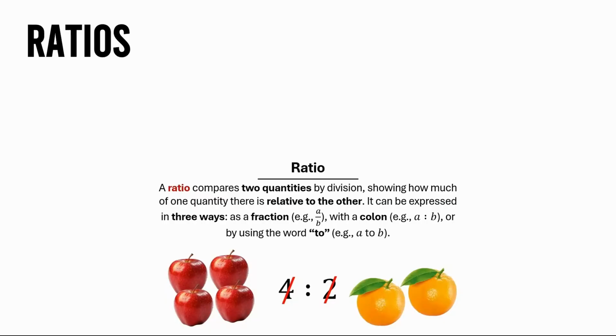This ratio can be simplified further by dividing both 4 and 2 by their greatest common divisor, which is 2. 4 divided by 2 is 2, and 2 divided by 2 is 1. So 2 to 1. There are 2 apples for each orange.